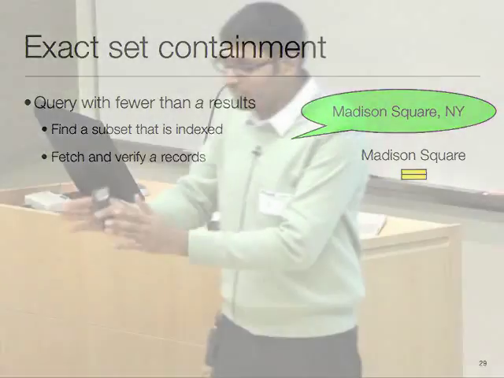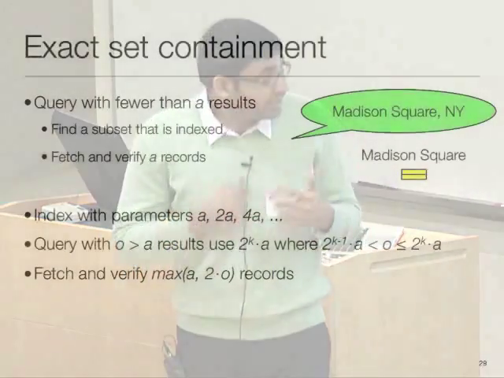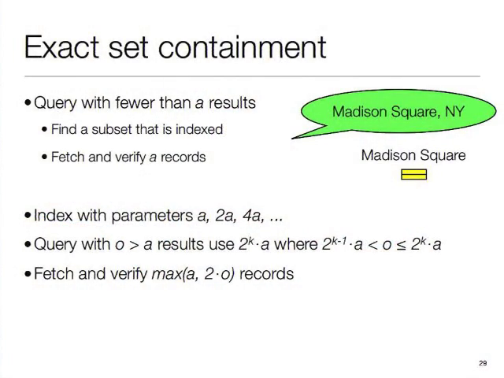So think of a query such that we know it has less than A results in its output. For this query, what we can do to answer this is find, by definition, a minimal infrequent set that we have indexed which contains this query. We can fetch all of those records, which are fewer than A, and verify whether or not they actually satisfy the query and create our answer.